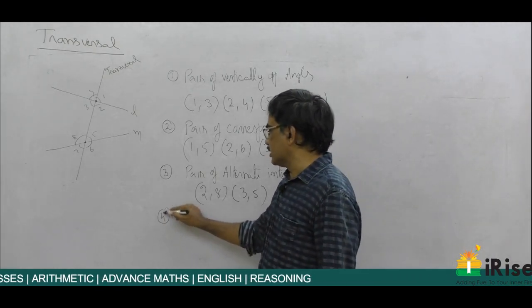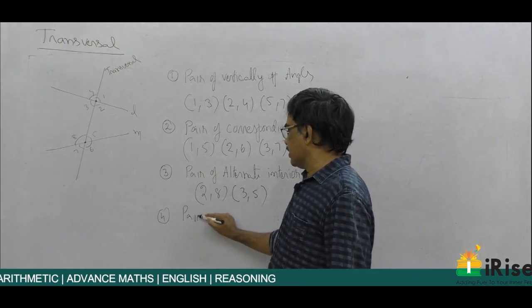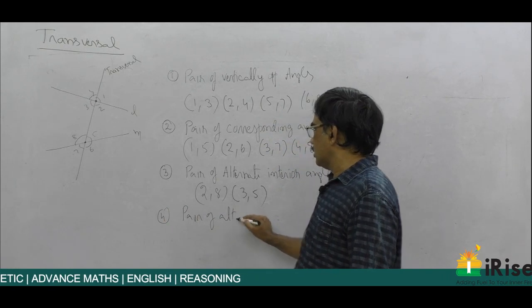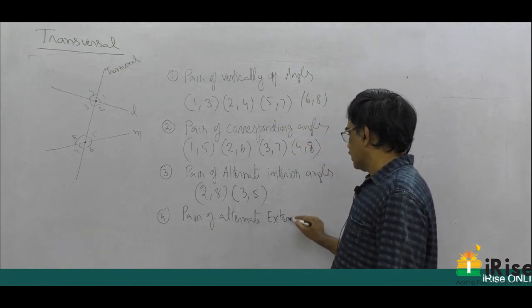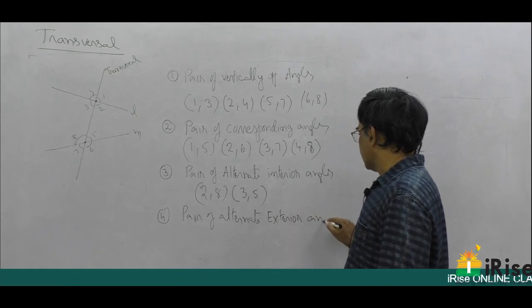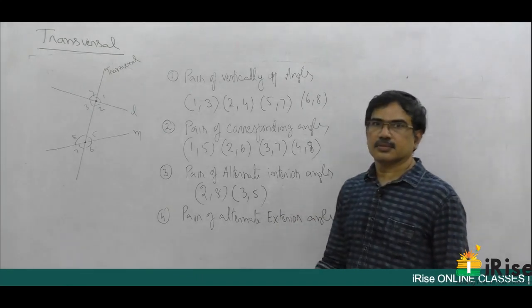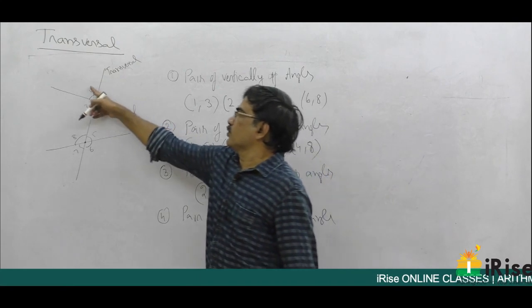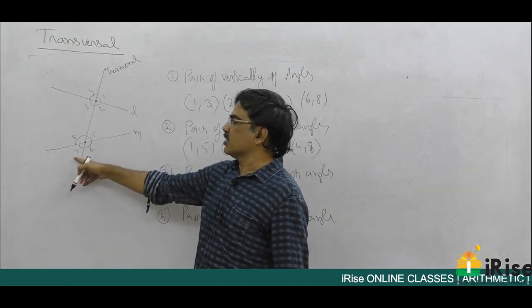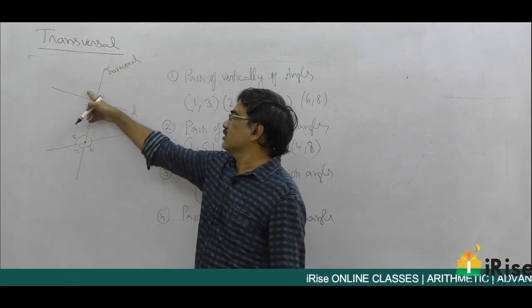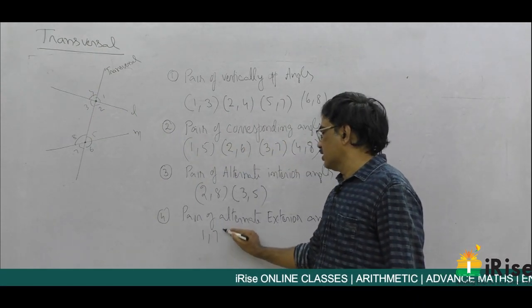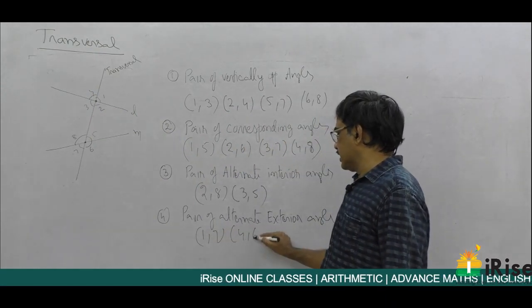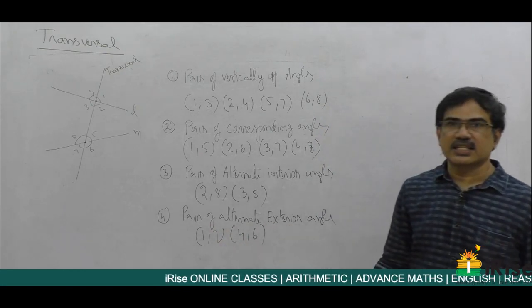The fourth one is a pair of alternate exterior angles. These 4 are exterior angles. 1, 7 are alternate angles. 4, 6 are alternate angles. So 1, 7 and 4, 6 are alternate exterior angles.